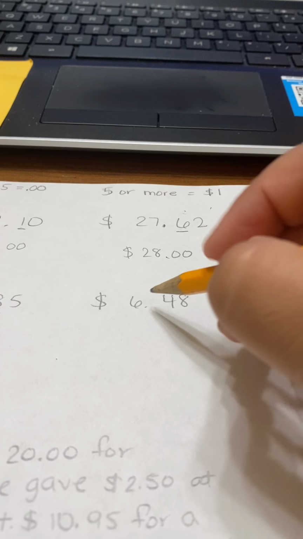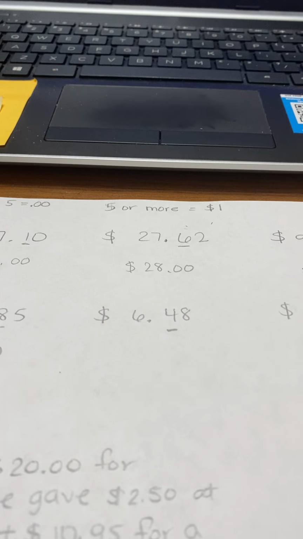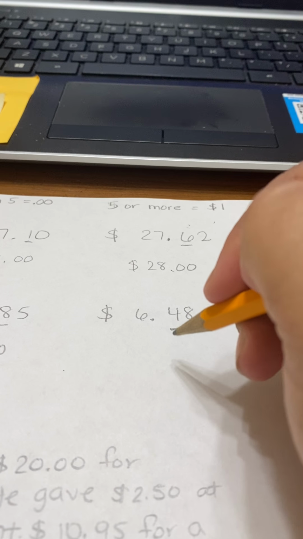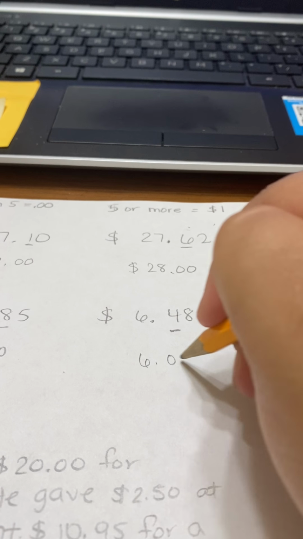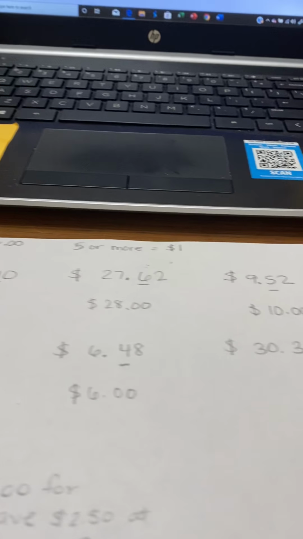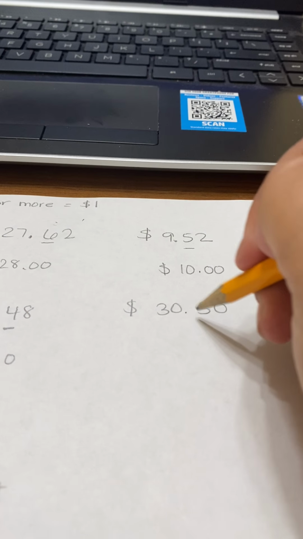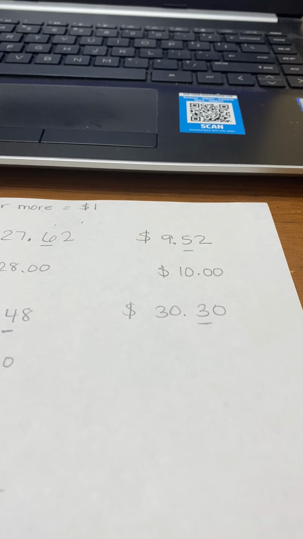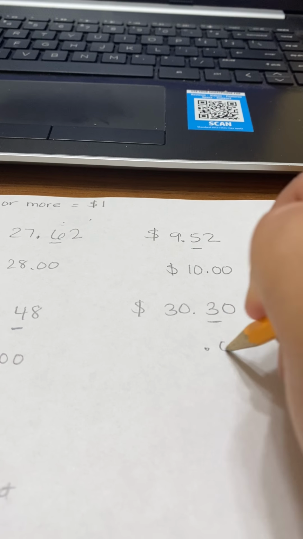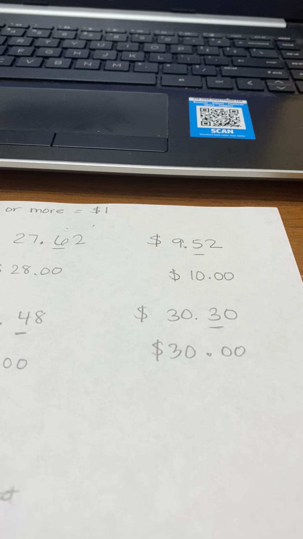The next one says $6.48. We look at the number after the decimal sign. It's less than 5. So it automatically becomes $6.00. The next question is $30.30. We look at the number after the decimal. That's less than 5. So automatically becomes 00. So our answer is $30.